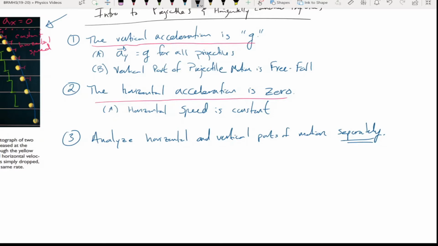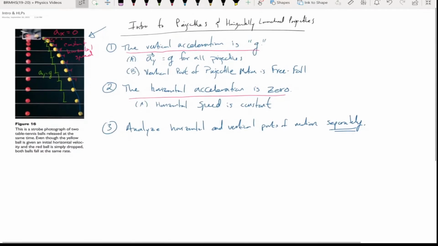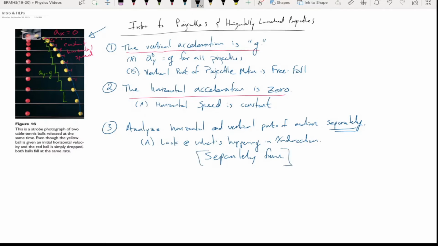Separately. And then you can put them back together because it is one true parabolic curved motion for our projectiles. But we look at what's happening in the x direction. That's horizontal. Look at what's happening in the x direction separately from what's happening in the y direction. Let's look at what's happening in the y direction.